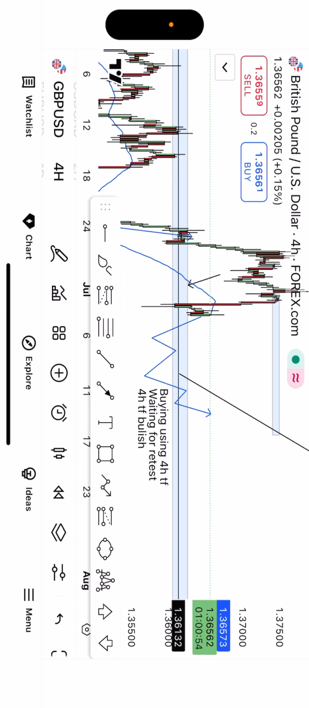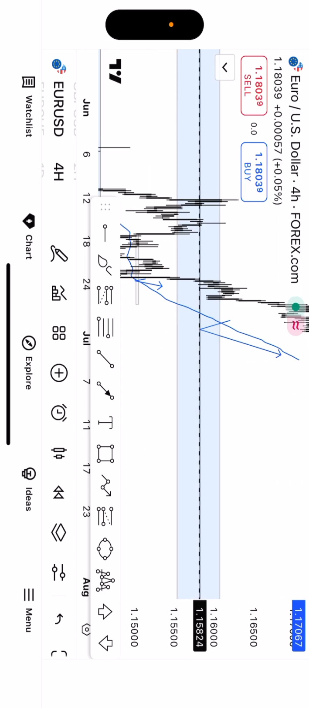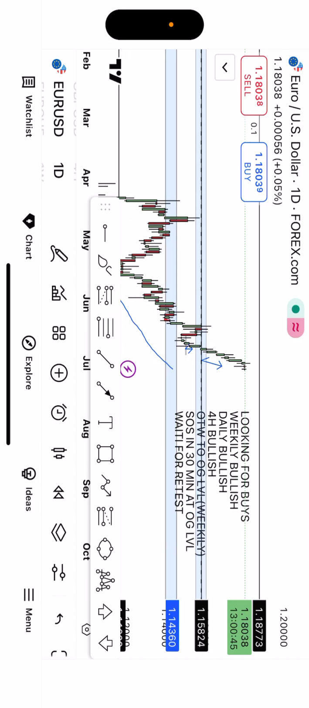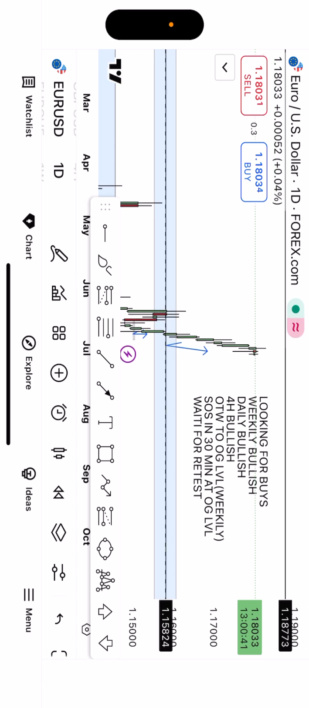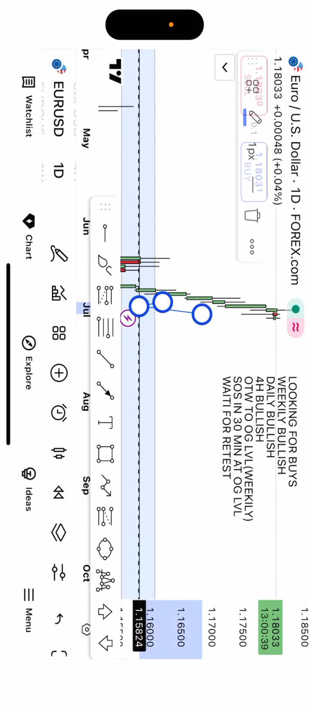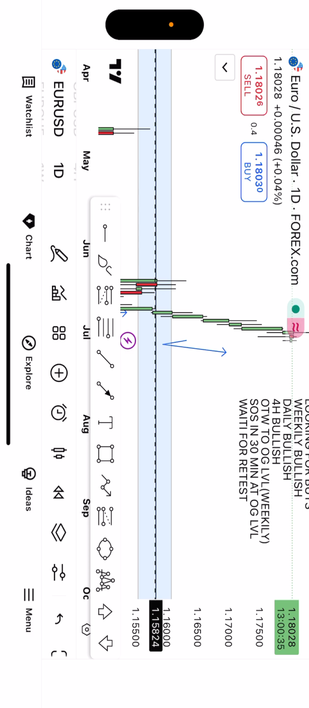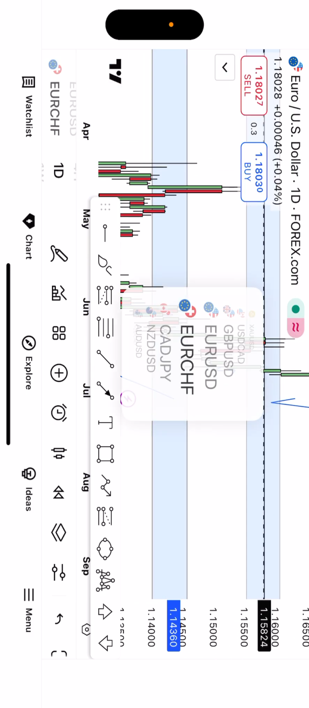Then we have EURUSD. Euro is the same thing as well. I was trying to buy based off the daily being bullish. You can see I was looking for buys: daily bullish, weekly bullish, 4 hour bullish, and it was on its way to test this zone. It just never came back to this level. So that's what I'm waiting for. If it can come back and retest this OG level, then I might look for buys.